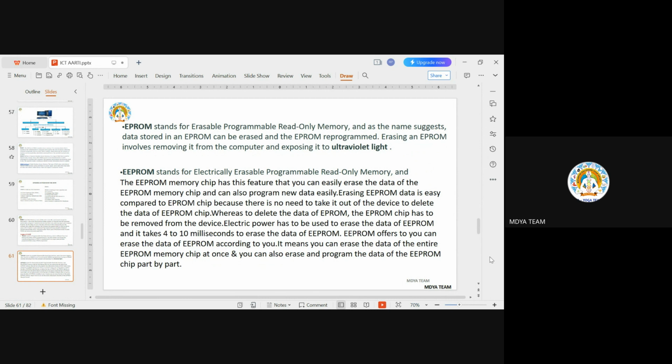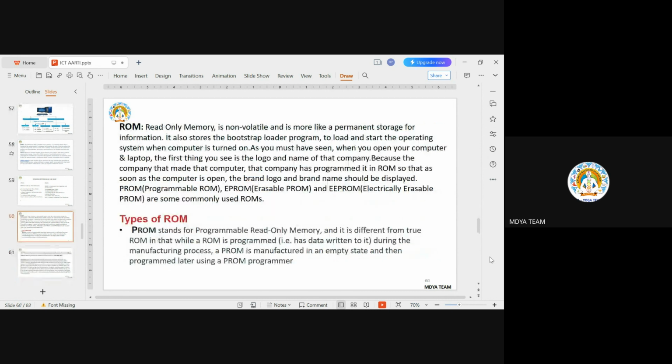Got it? The basic difference between these three devices: in PROM, at the manufacturing time, it is empty. After the manufacturing, you can program it.